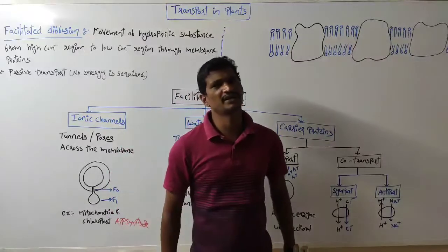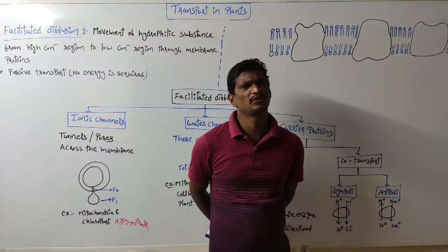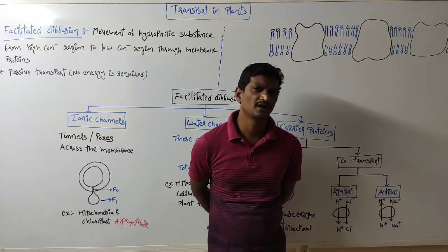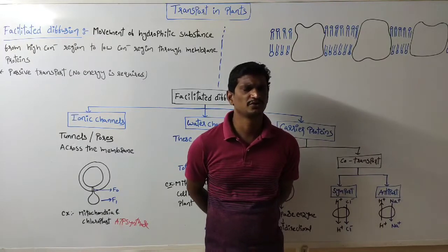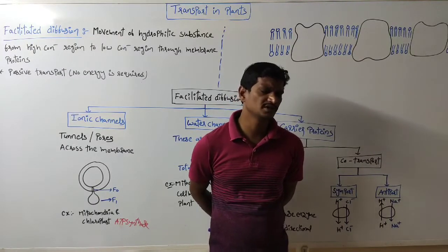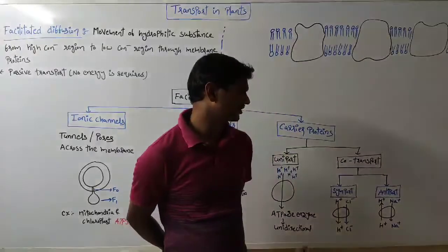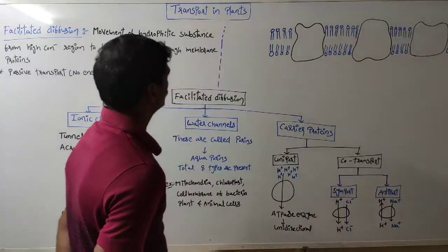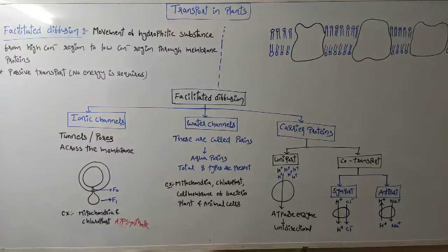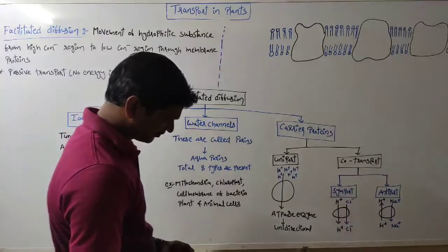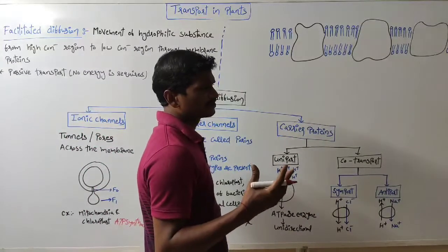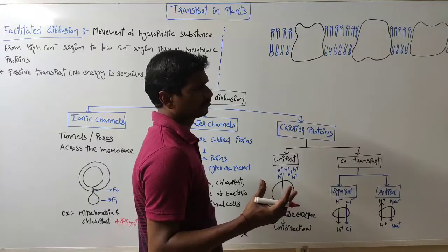Otherwise, the antiport mechanism means two different types of molecules are transported in different, or opposite, directions. This kind of transportation is called the antiport mechanism. So this is about the basics of facilitated diffusion and the types of facilitated diffusion, and how the membrane proteins support the transportation of molecules.